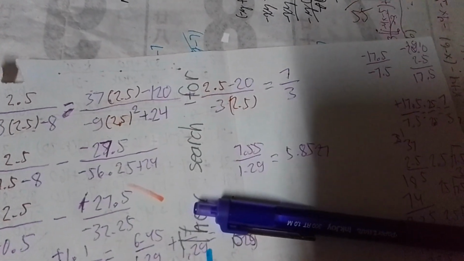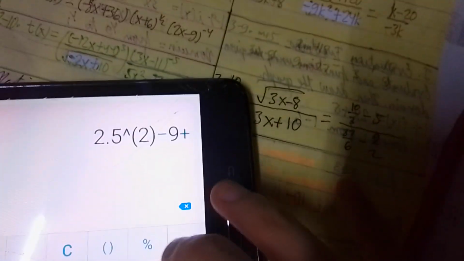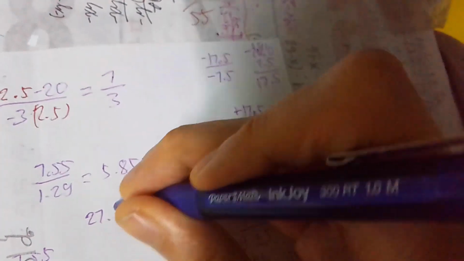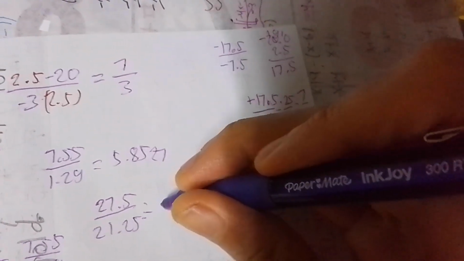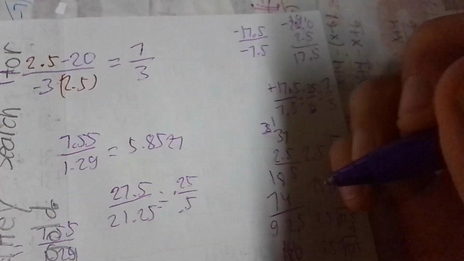Let me check if that's really what I did: 2.5 squared is 6.25, so that's negative 56.25. Then we add 24 to our answer. We should get this answer of negative 32.25. So therefore, the answer on the right is supposed to be 27.5 over 21.25. We need to divide both sides by 0.25. Let's see if we get it.